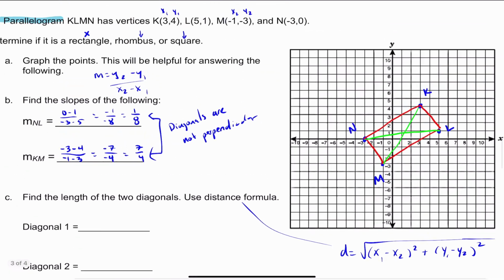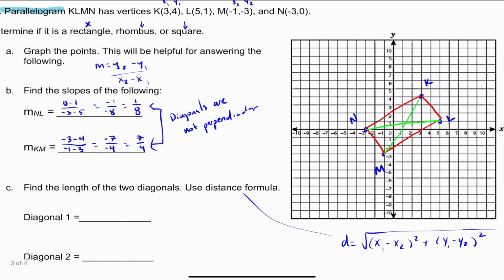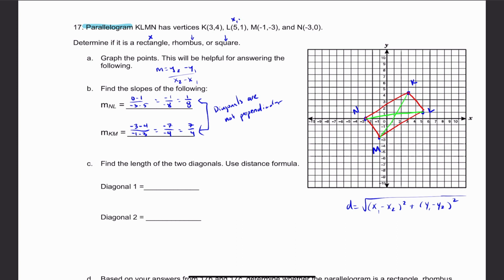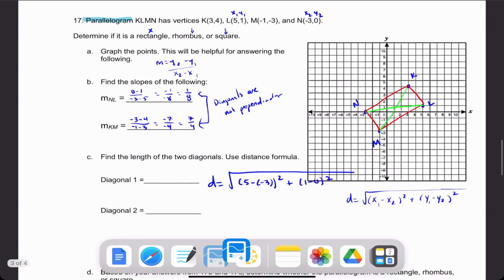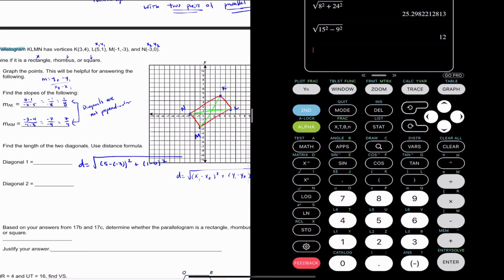So diagonal 1, I don't care what diagonal 1 is. You can call it KM or NL, but I'm just going to calculate NL first. We'll call this X sub 1, Y sub 1, and then we'll call this X sub 2, Y sub 2. So D is equal to the square root of 5 minus negative 3, the quantity squared, plus 1 minus 0, quantity squared. And I'm going to put that in my calculator exactly.